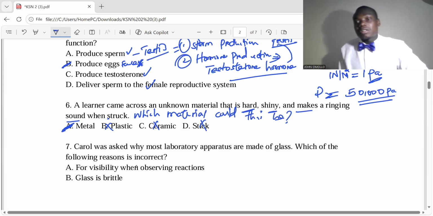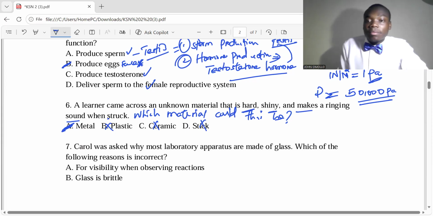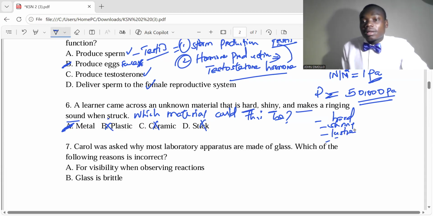So the material could be a metal. Metals are hard. Metals are shiny. Metals make a ring sound. They have luster, that is their shiny appearance. And metals are ductile. Metals are malleable. Metals conduct electricity.